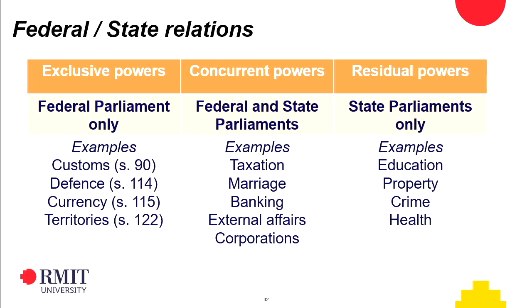Examples of those are laws in relation to education, for example. That is something that is residual to the states. So if the Constitution doesn't give that power to someone, it stays with the states. Because let's think about how the Constitution was formed. The states were already there. They existed before the Commonwealth. They then just decided to join together for some good reasons.